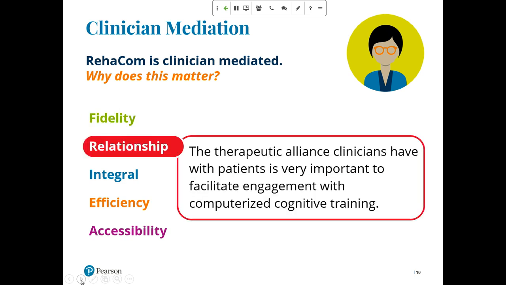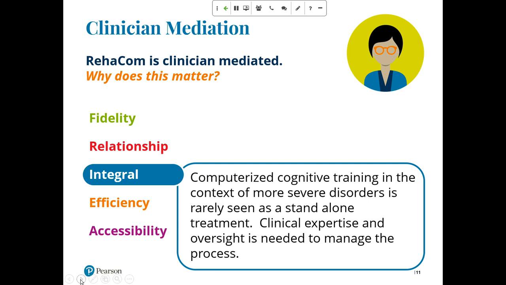That alliance, however, that clinicians have can be very helpful. We know that there is a therapeutic alliance that clinicians, whether it's an OT, a PT, a psychologist, a physician, may have with their patients that's very important. That facilitates engagement and it allows the person then to do the computerized cognitive training knowing that someone is watching, that they care, that they want the patient to do well, and they're encouraging them to persist at it. We also want the relationship to take into account that the cognitive training may be in the context of a more severe disorder.